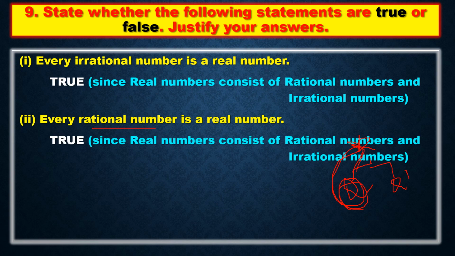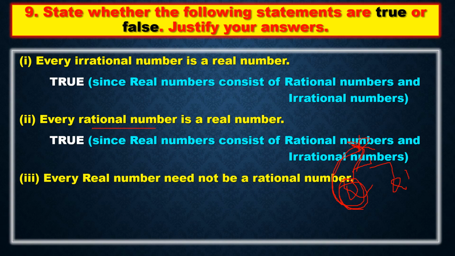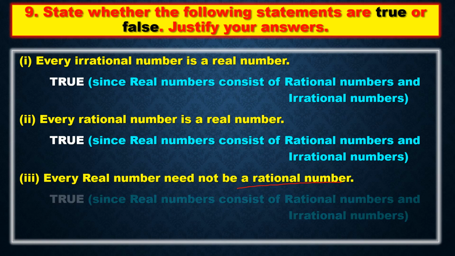Now the next one is: every real number need not be a rational number. This real number need not be rational means it may be irrational also, right? It need not be a rational number means it may be an irrational number also, because the real numbers have both rational and irrational numbers. It may be rational, it may be irrational. So we can say that it is true.